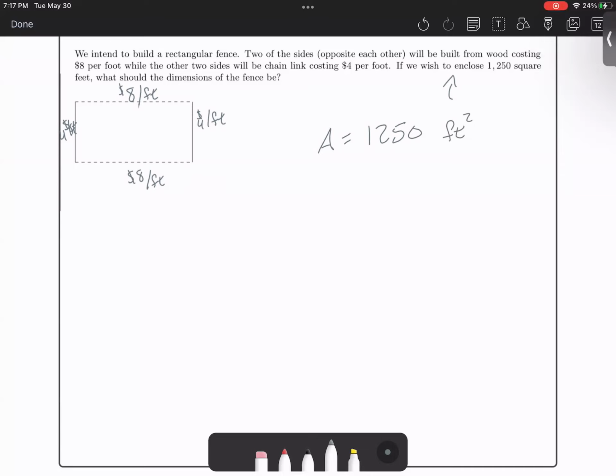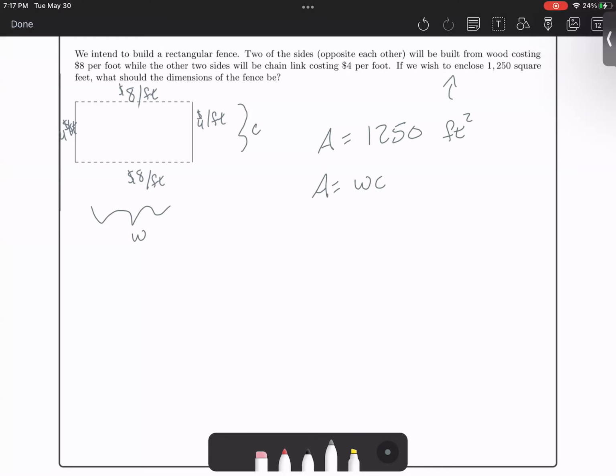All right, what do I know about that shape? It's rectangular. Let's give some variable names. This was the wood, so maybe we can call it W. This was the chain link, so maybe let's call that C. We can now write area as W times C, right? Length times width. Okay.